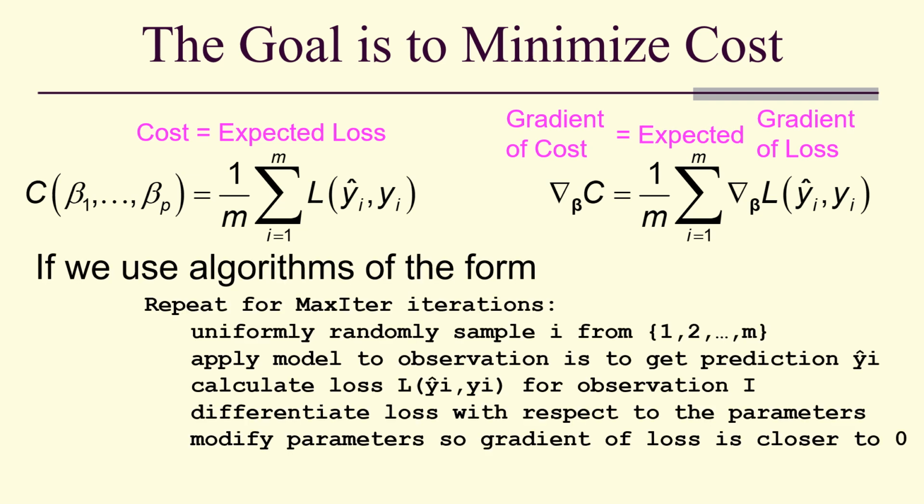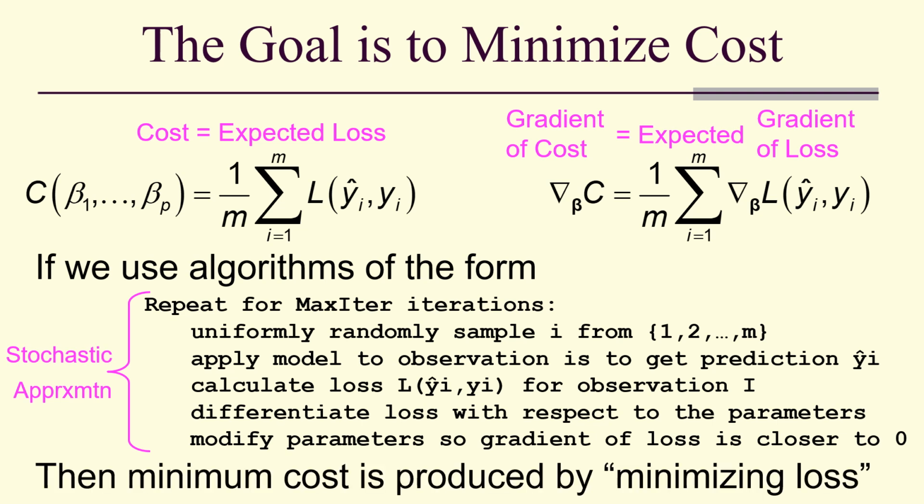So what if we use algorithms of this form? For some max number of iterations, uniformly randomly sample I from its possible values, apply the model to the observation to get the prediction, calculate the loss for that observation, differentiate the loss with respect to the parameters, modify the parameters so the gradient of the loss is closer to 0. This is what's known as a stochastic approximation. And if we do that, then minimum cost is produced by this stochastic process of minimizing loss.